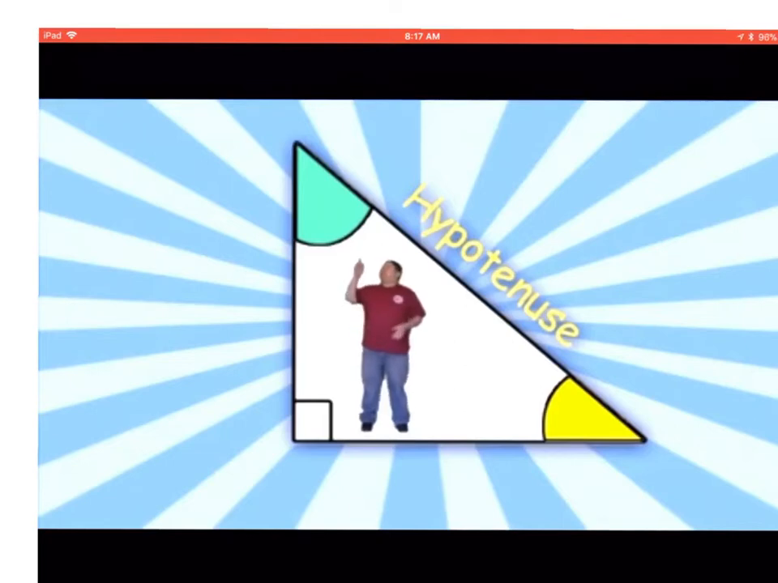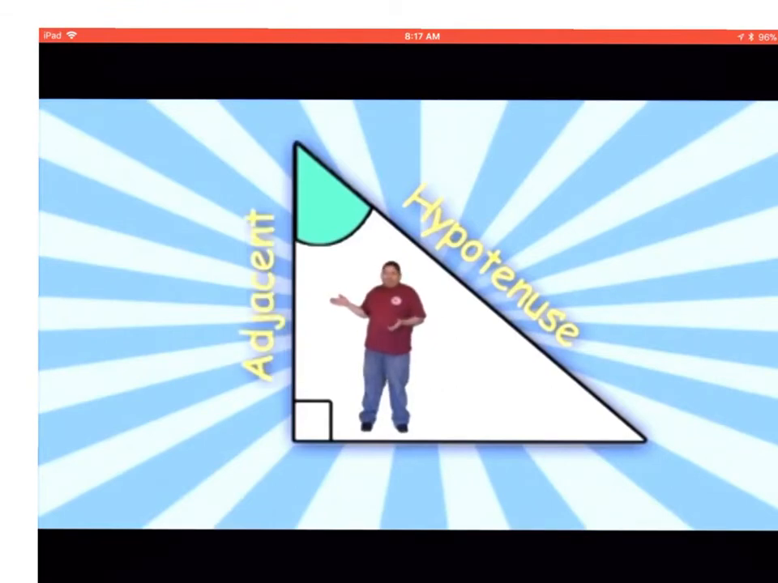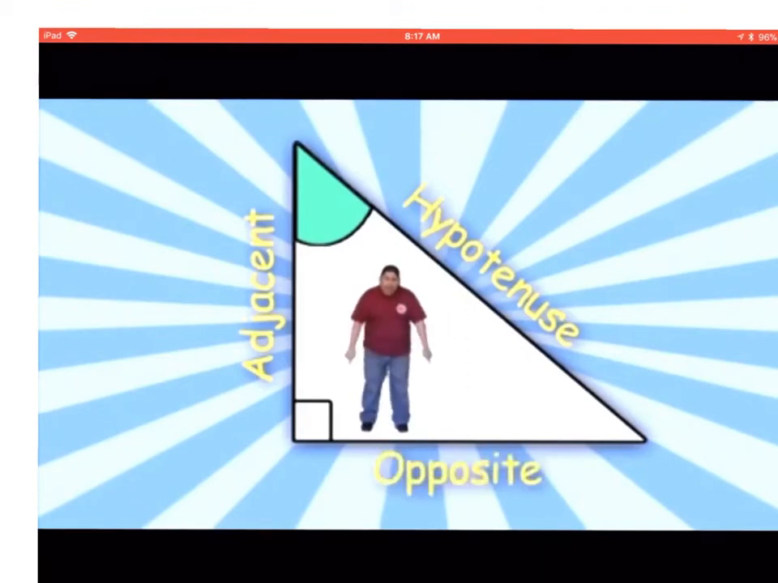Say, for example, we're talking about this green angle. If we're talking about this green angle, then this side is next to it. Another word for next to is adjacent. This side is adjacent, next to or touching, the green angle. This side is still your hypotenuse, which makes the bottom side opposite. So there you have it: hypotenuse, adjacent, and opposite when we're talking about the green angle.